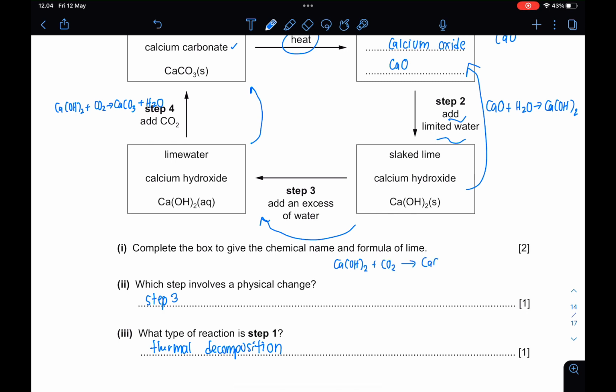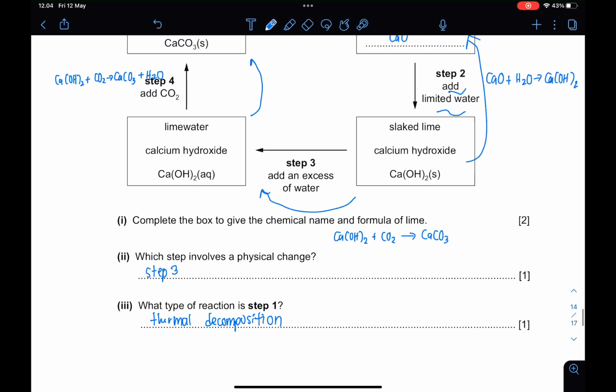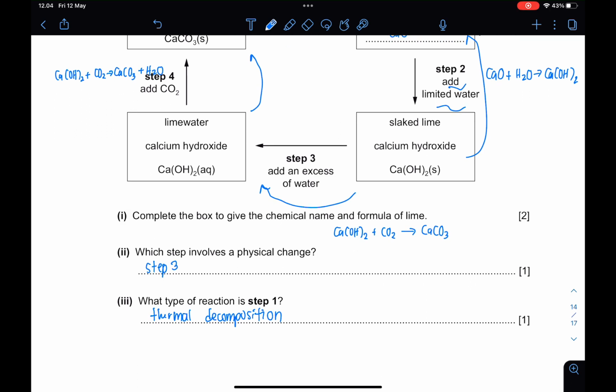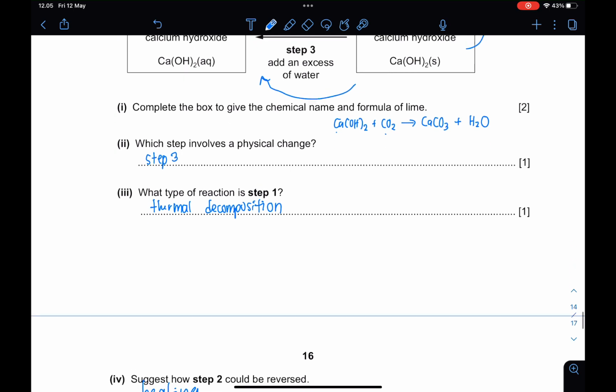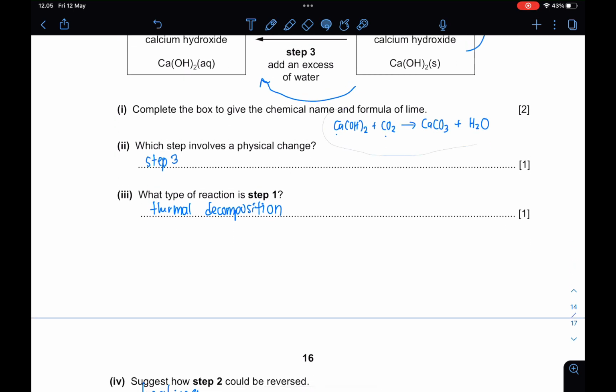Now write a chemical equation for step number 4. We want to write the chemical equation. Calcium hydroxide, when you add carbon dioxide, you are going to get calcium carbonate. The remaining product will be water. Let's see how to balance it.